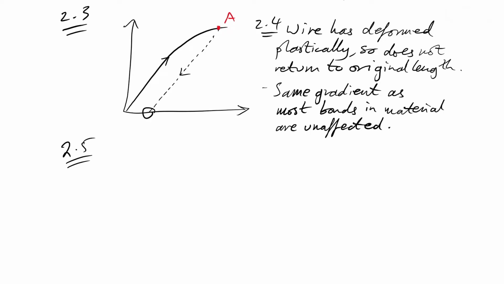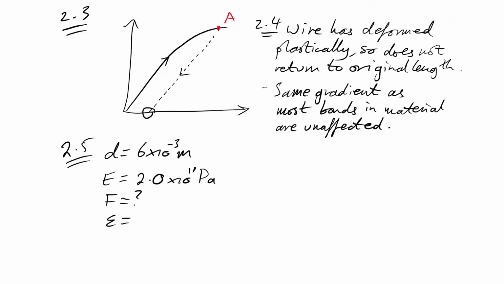Okay, so we have a cable that has diameter of 6 millimeters, so I'm going to turn that into meters. The Young modulus we're given is 2.0 times 10 to the 11 pascals. We're looking for the force necessary to produce a strain of 0.2%. And so that's equal to 0.002. So let's just say 2 times 10 to the minus 3 in terms of just a decimal.